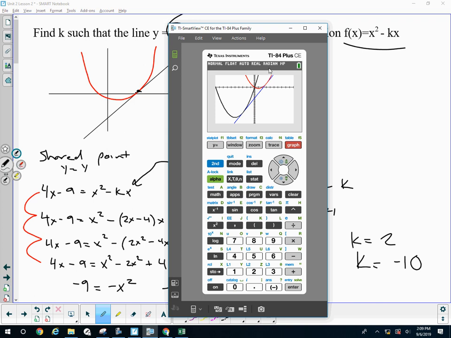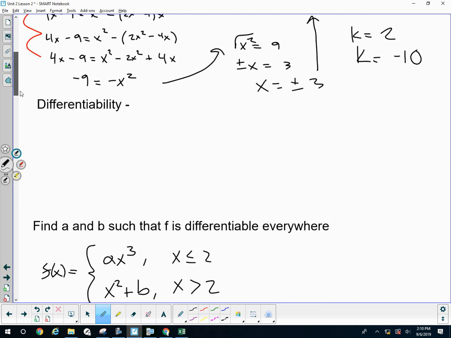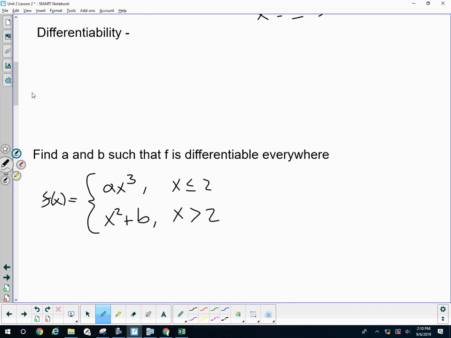Gosh, there's one, there's the other. Both of them end up being tangent to that line. Awesome. Okay. Moving on. We'll finish things pretty quickly here.